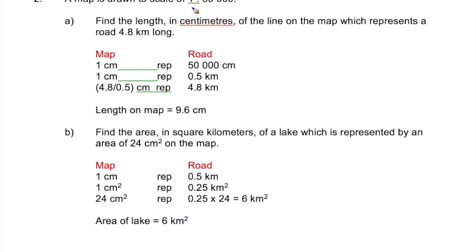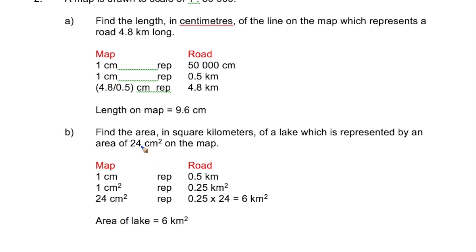In the second sum, we are given a ratio 1:50,000. From this ratio, we must obtain the scale in terms of cm to km. This scale simply means 1 cm represents 50,000 cm, and dividing by 100,000, we convert it to km. We must find the length, which represents 4.8 kilometers on the road. To do that, we take 4.8 divided by 0.5 cm to give us the length on the map, which is 9.6 cm.